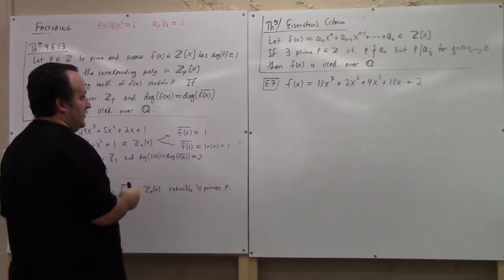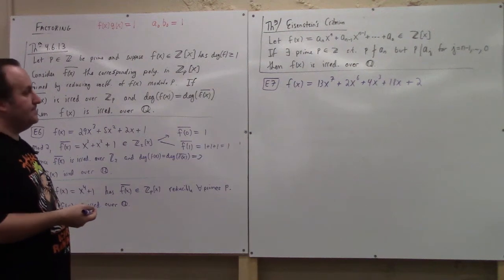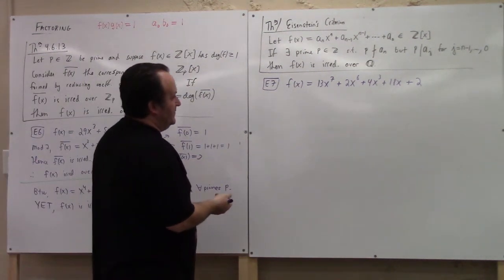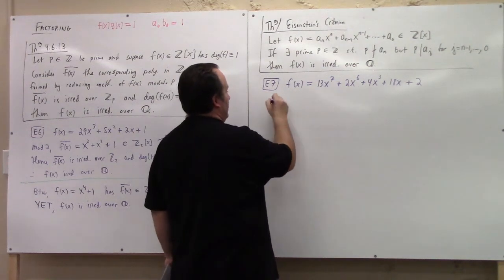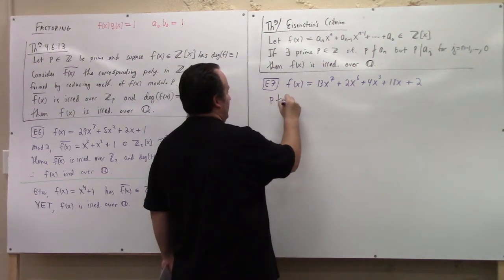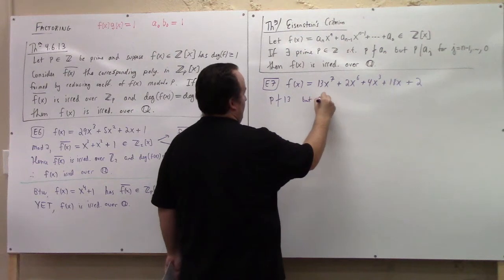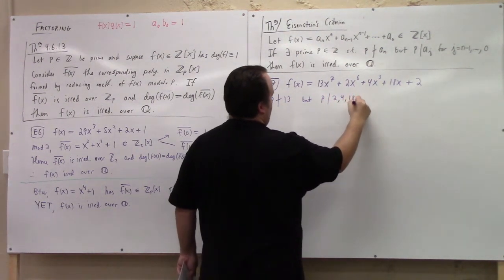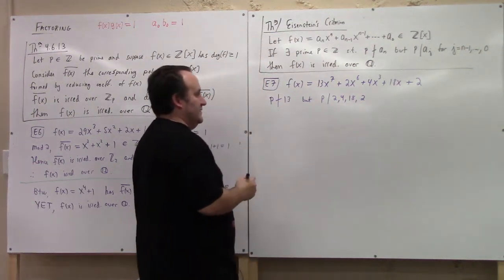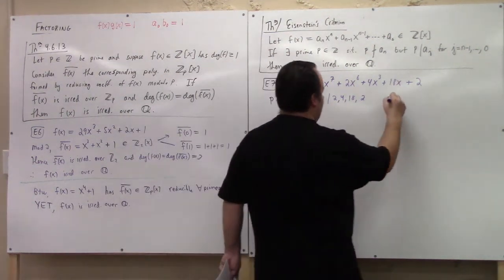Is this irreducible over Q is the question, over the rational numbers. You've got to find a P to mod by. I need to find a P which does not divide 13, but P divides 2, 4, 18, and 2 itself, right? Yeah, 2. So obviously choose 2, right?